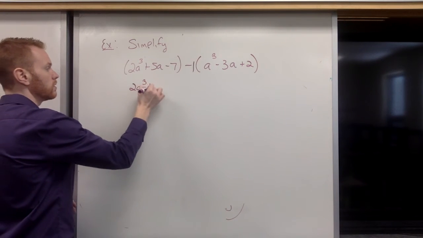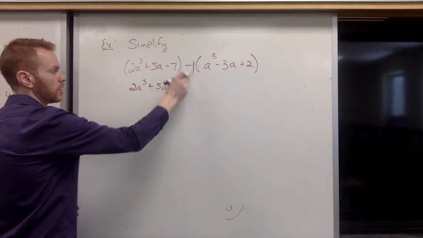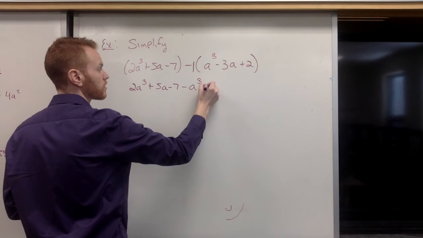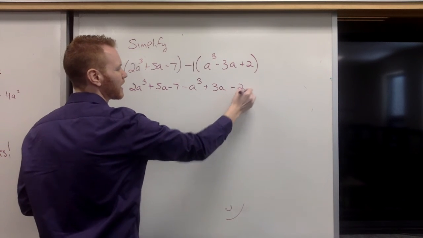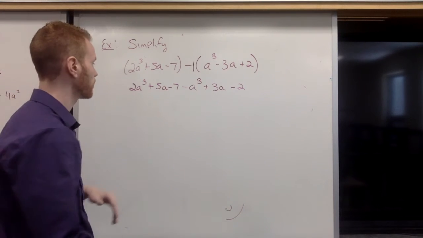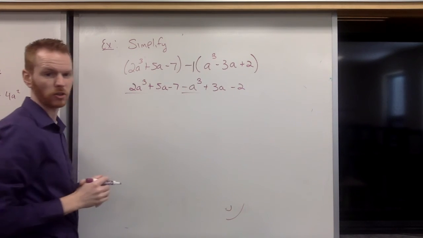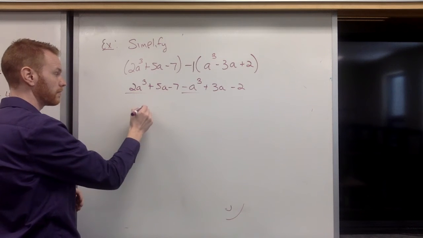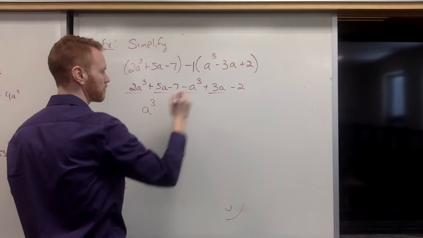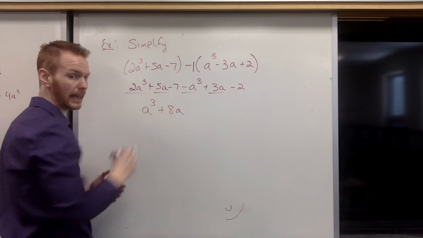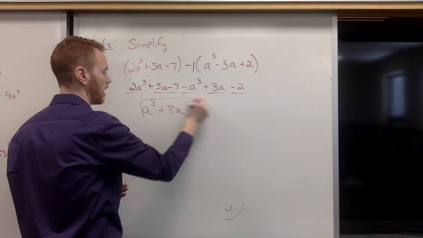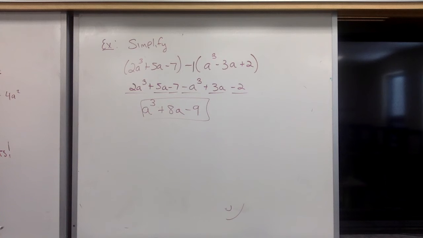I have 2a cubed plus 5a minus 7. Distributing that -1 throughout everything, -a cubed plus 3a minus 2. Now we combine some like terms. We have a 2a cubed and a -a cubed. So how many total a cubes do we have? Well, 1. That's all we got left. I have a 5a and a 3a. Add them together, I get 8a. And then I got a -7 and a -2. I get a -9.